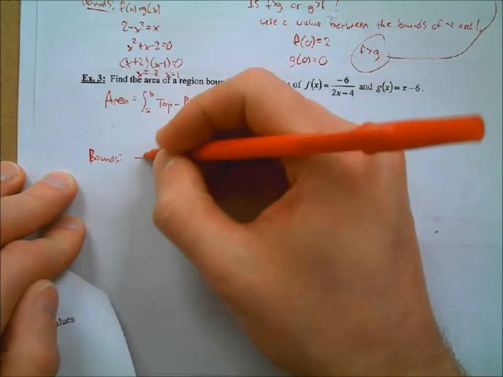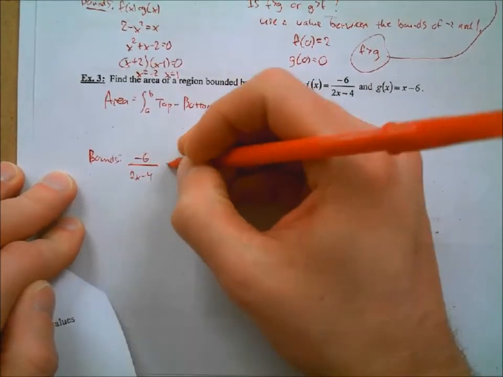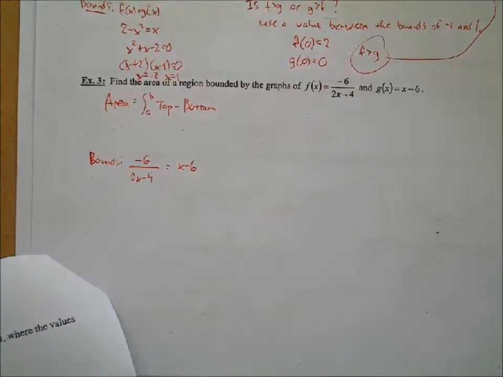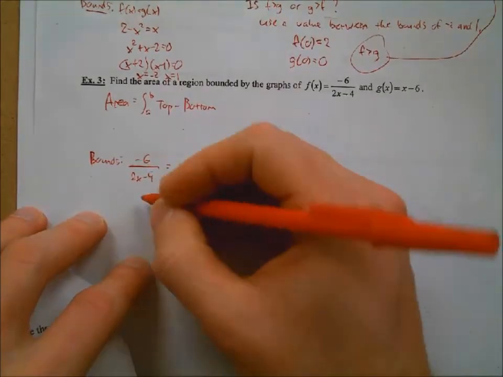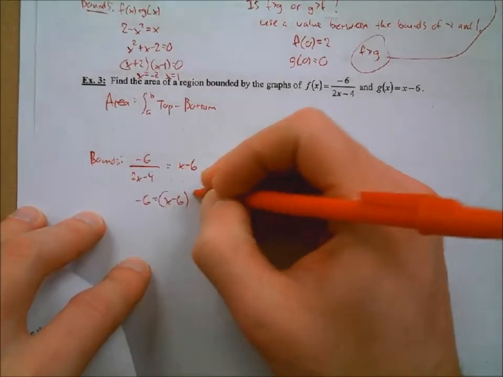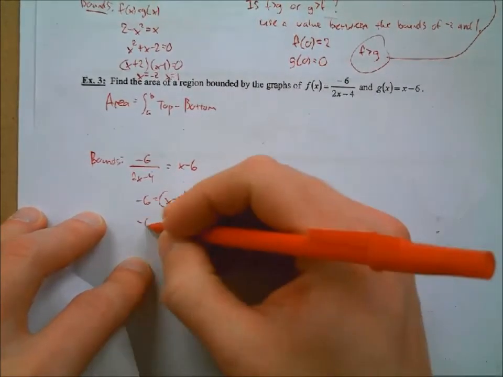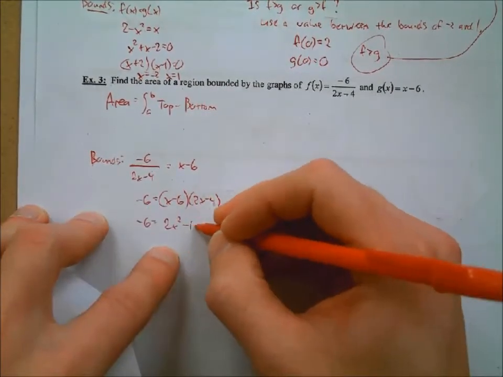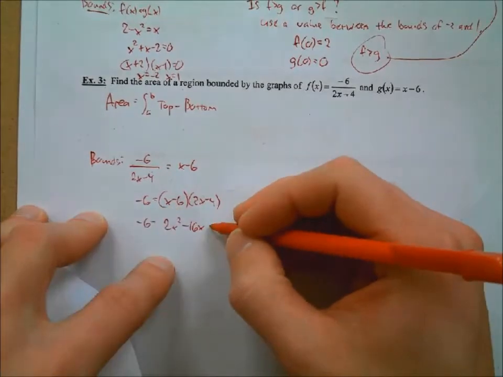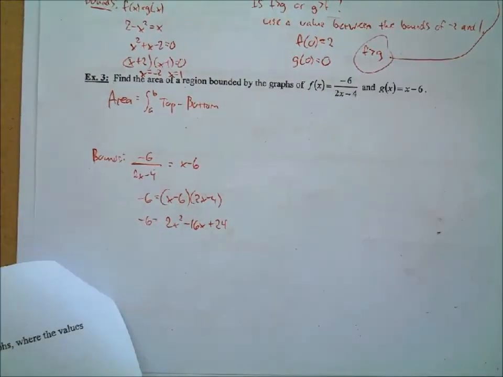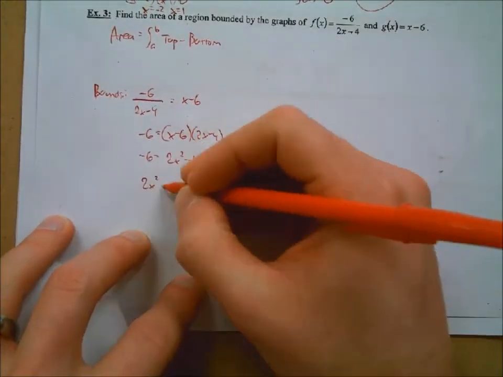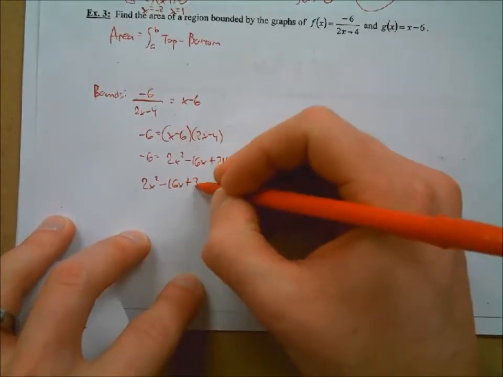So negative 6 over 2x minus 4 equals x minus 6. To go about solving this, what should we do to both sides? Multiply both sides by the 2x minus 4. So x minus 6 times 2x minus 4, and we multiply out these two binomials. So 2x squared minus 12x minus 4x, or minus 16x, and then plus 24. Then we'll add the 6 over so that we're equal to 0. So we'll have 2x squared minus 16x plus 30 equals 0.